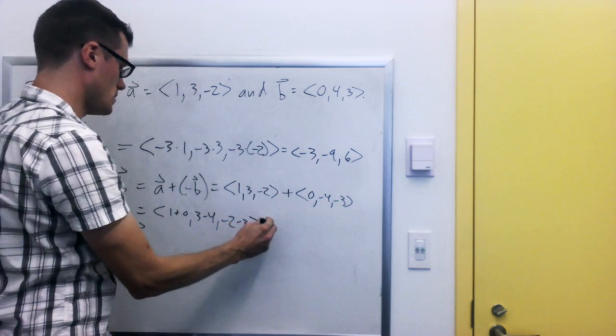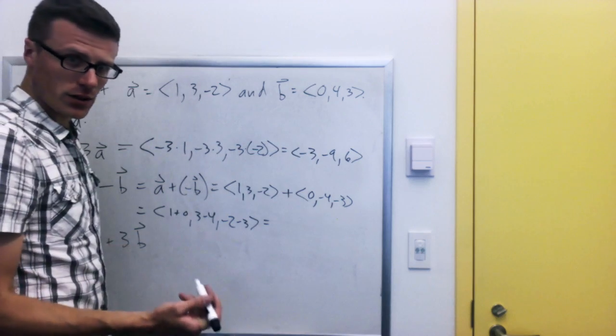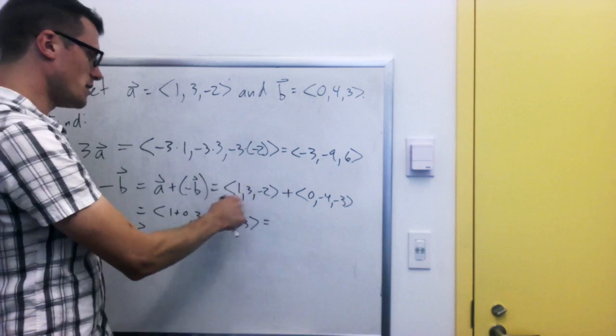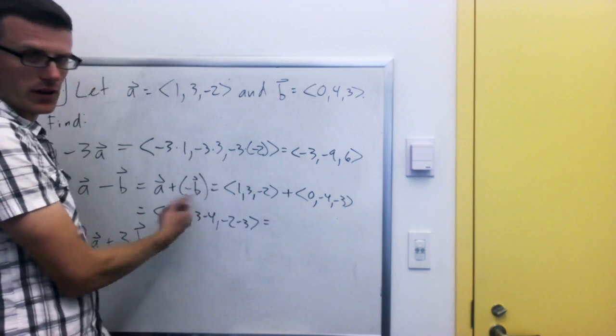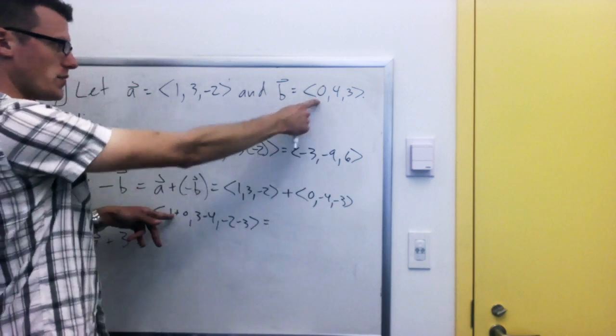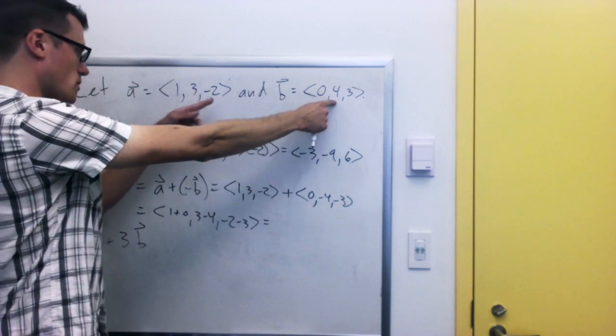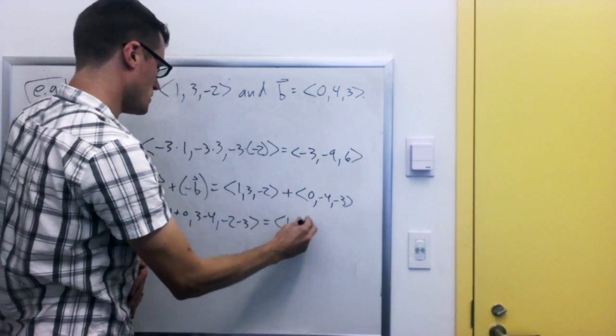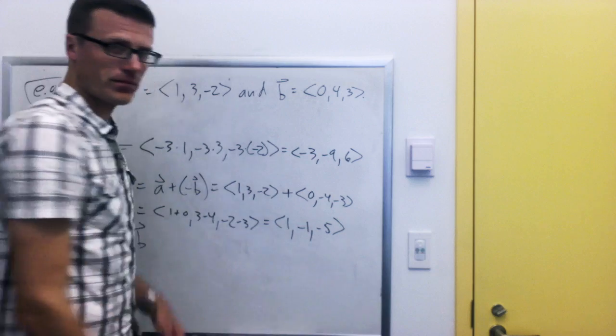So at the end of the day, all this really shows is that when I subtract 2 vectors, I just take the difference of their components. I could even put a minus here. So 1 minus 0, 3 minus 4, and negative 2 minus 3. And this works out to 1, negative 1, negative 5.